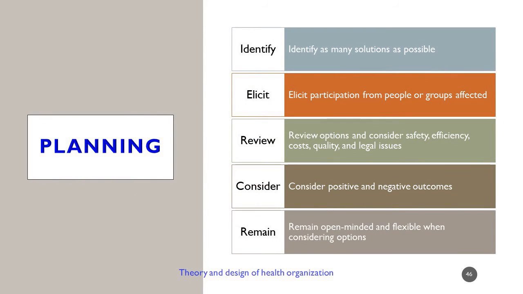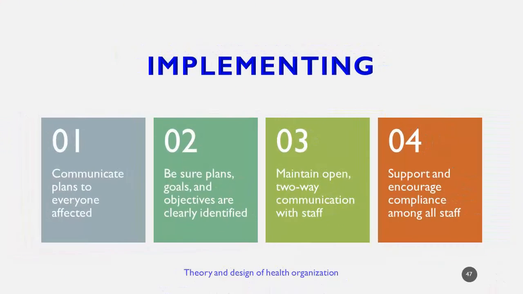Planning: identify as many solutions as possible, elicit participation from people or groups affected, review options and consider safety, efficiency, costs, quality, and legal issues, and consider positive and negative outcomes. Remain open-minded and flexible when considering options. Implementation: communicate plans to everyone affected. Be sure plans, goals, and objectives are clearly identified. Maintain open, two-way communication with staff. Support and encourage compliance among all staff.